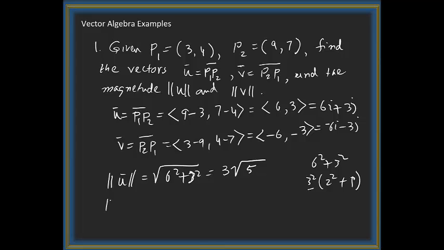The same way if you do it for V, we get the square root of negative 6 squared plus negative 3 squared. The same answer, 3 radical 5. Or if you write everything inside the radical sign, that is fine. Simplification is not that important in this case. You need to understand the main idea.